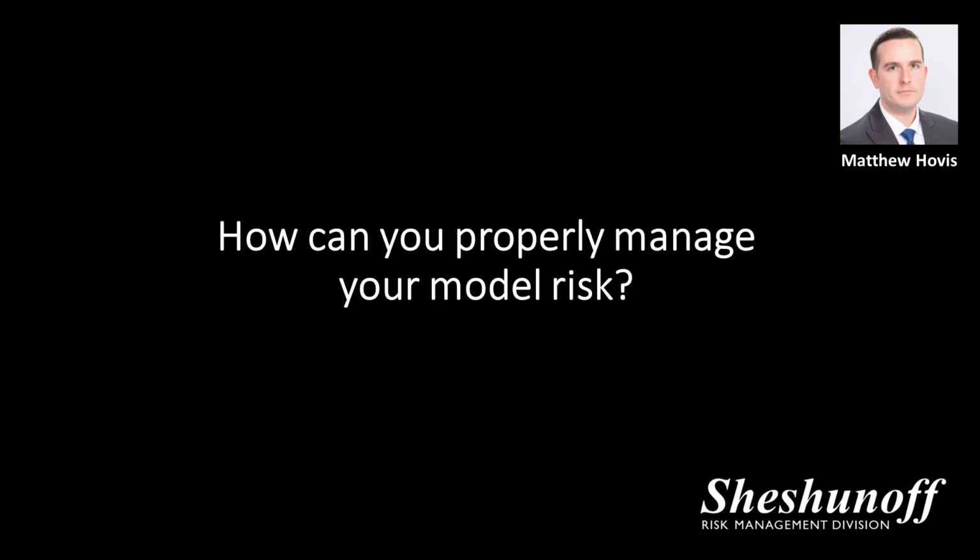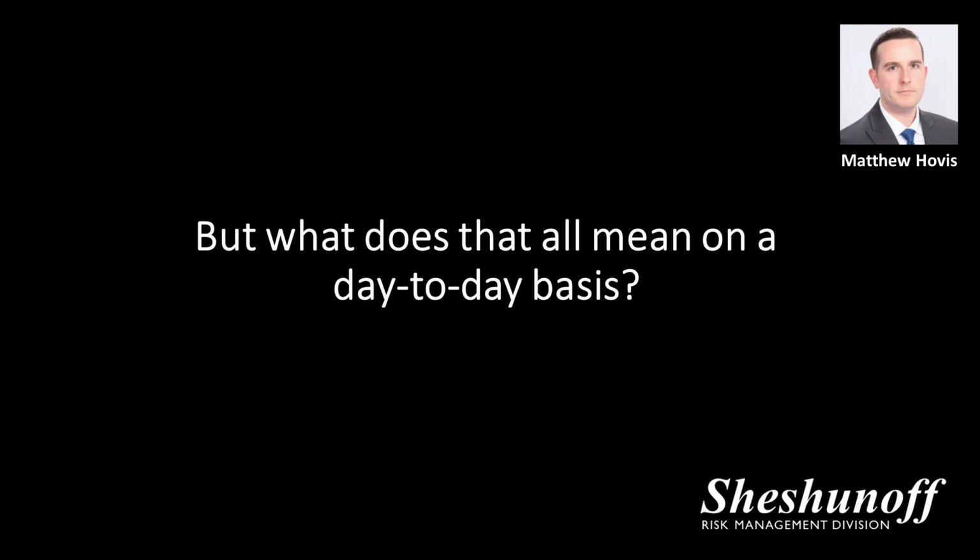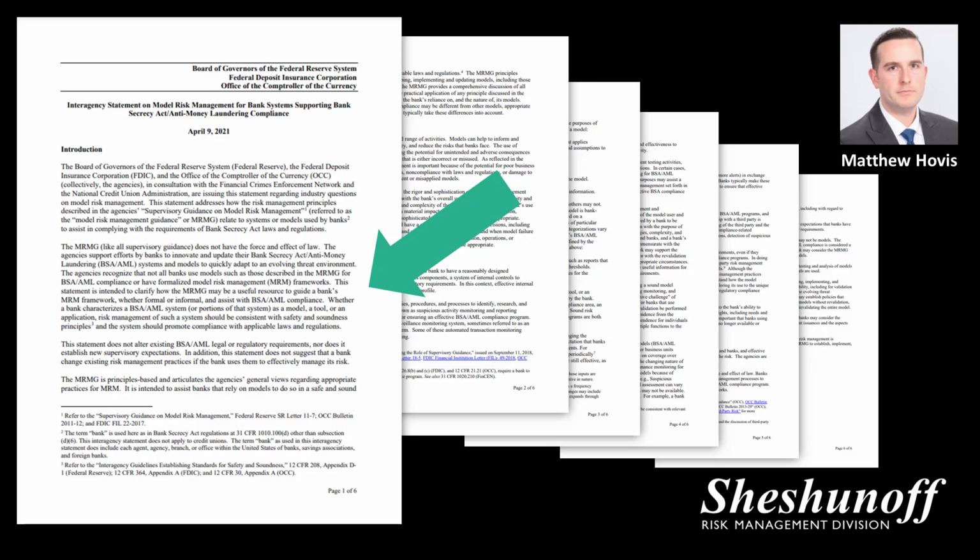But when you look at it from a practical perspective, sometimes that guidance can seem as if it falls short of how things actually operate and function on a day-to-day basis. And even within the FFIEC's April 2021 interagency statement, they acknowledge that the original model risk management guidance back in 2011 missed the mark because it was designed for a wide array of different models, such as commercial lending.